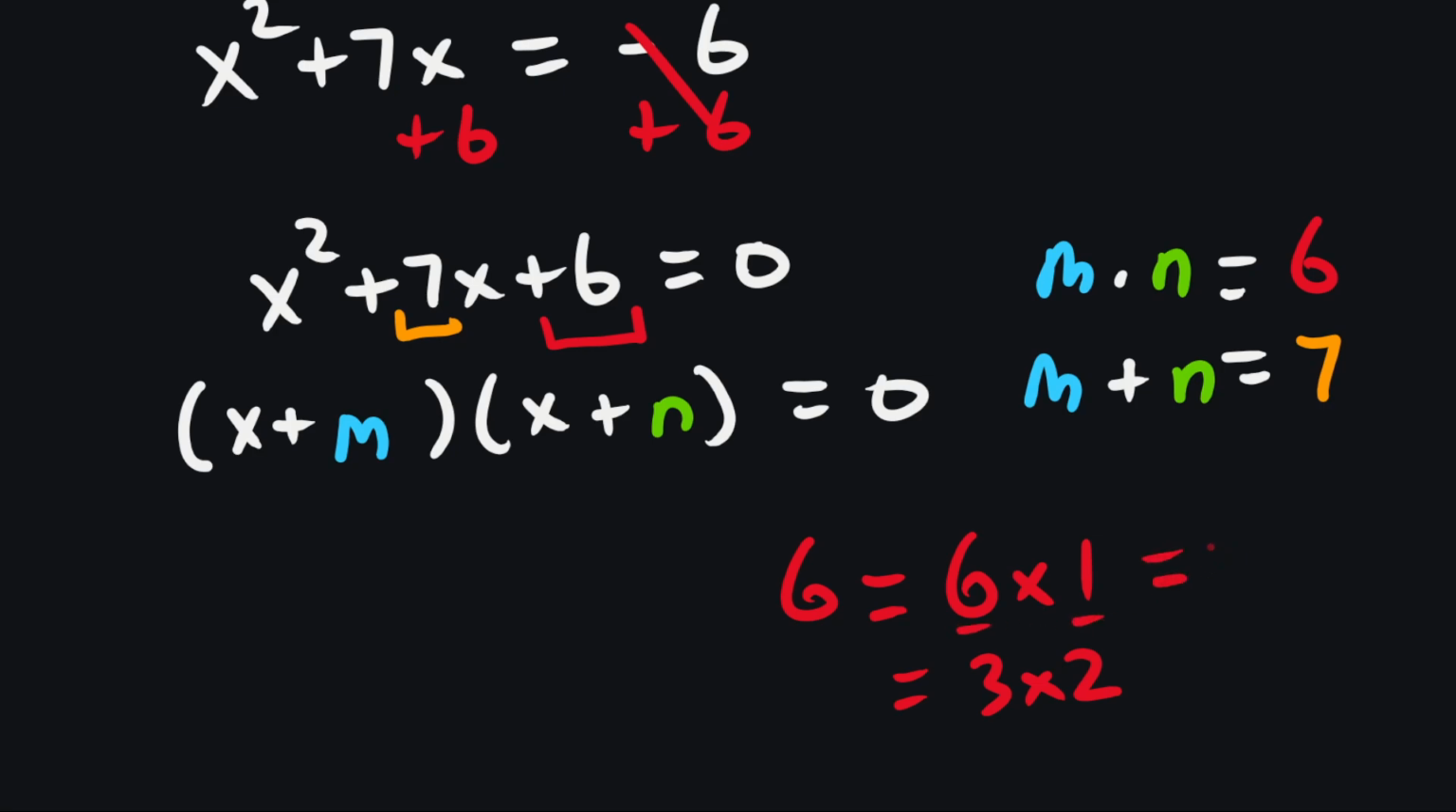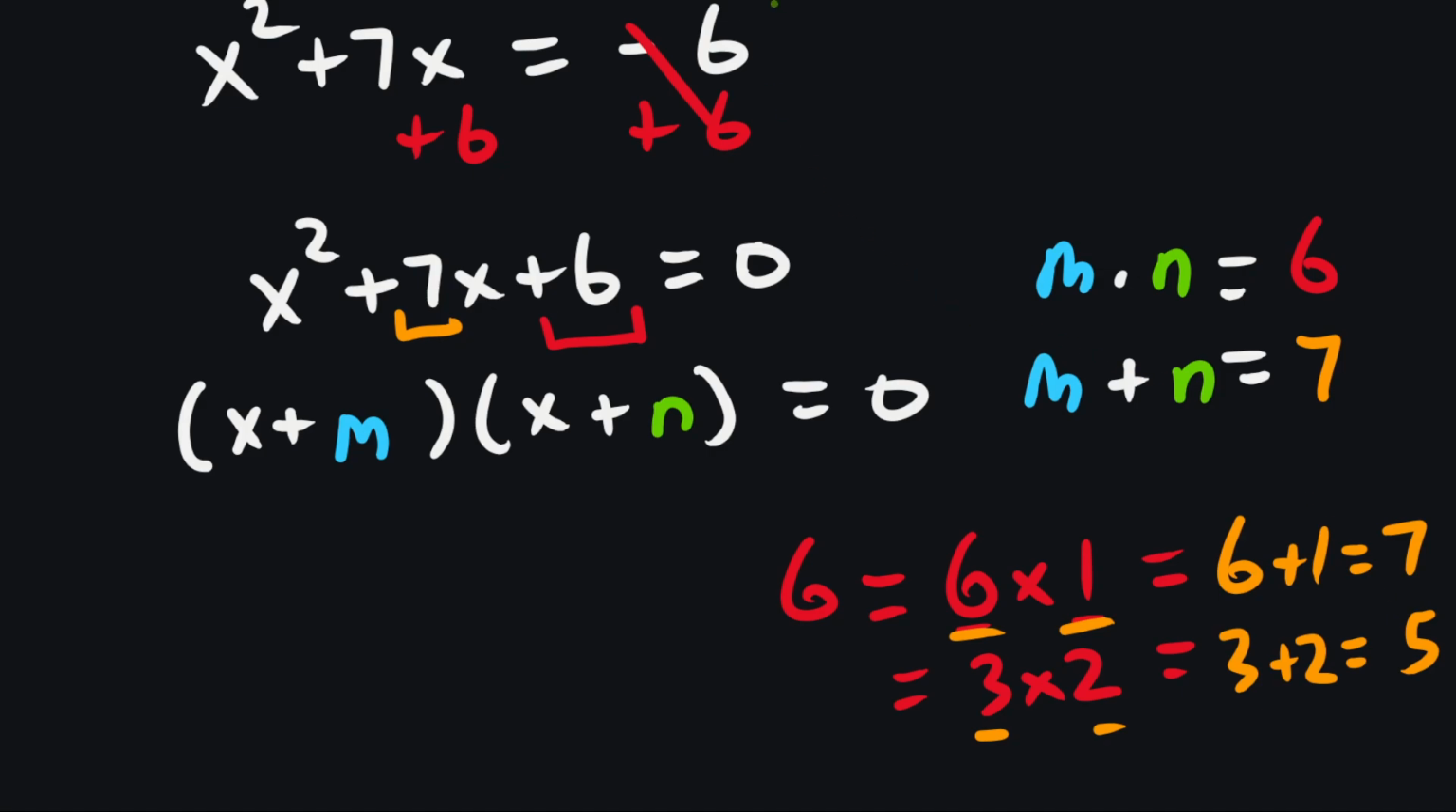So let's try 6 plus 1. And let me actually make this a different color. Let's try 6 plus 1. Let's add these numbers, 6 and 1. And let's add these numbers, 3 plus 2. So what's 6 plus 1? That is 7. And 3 plus 2 is 5.